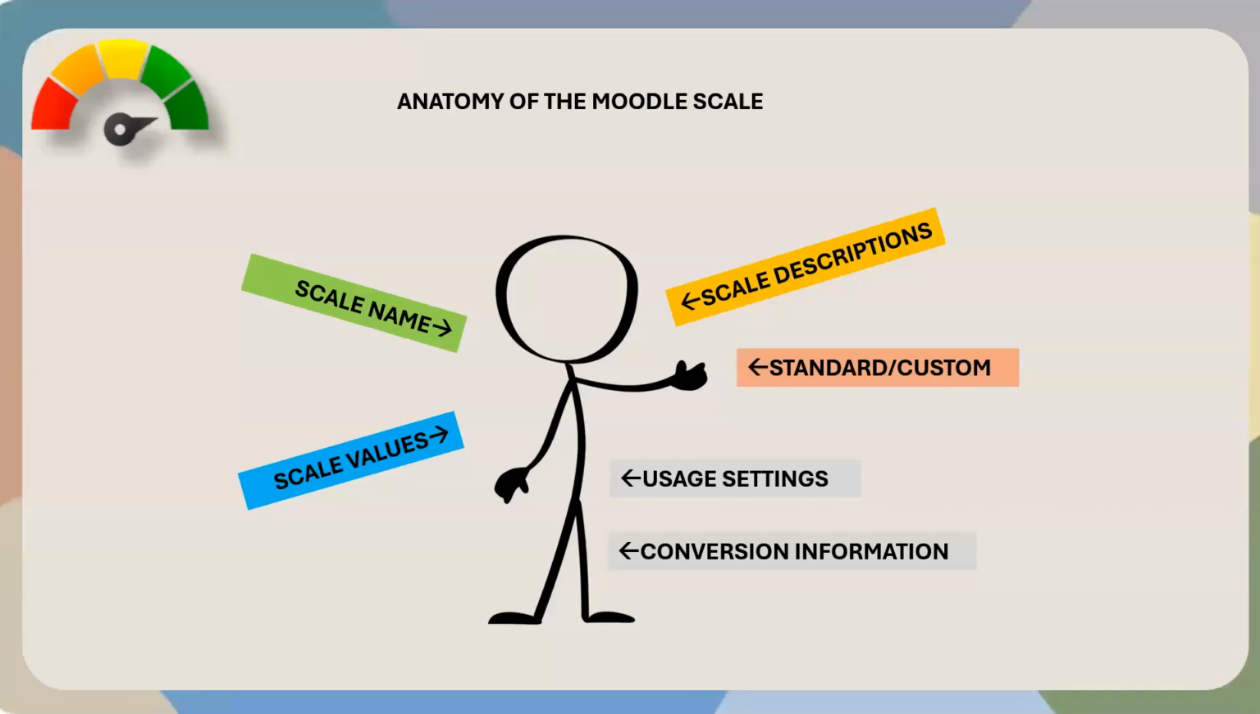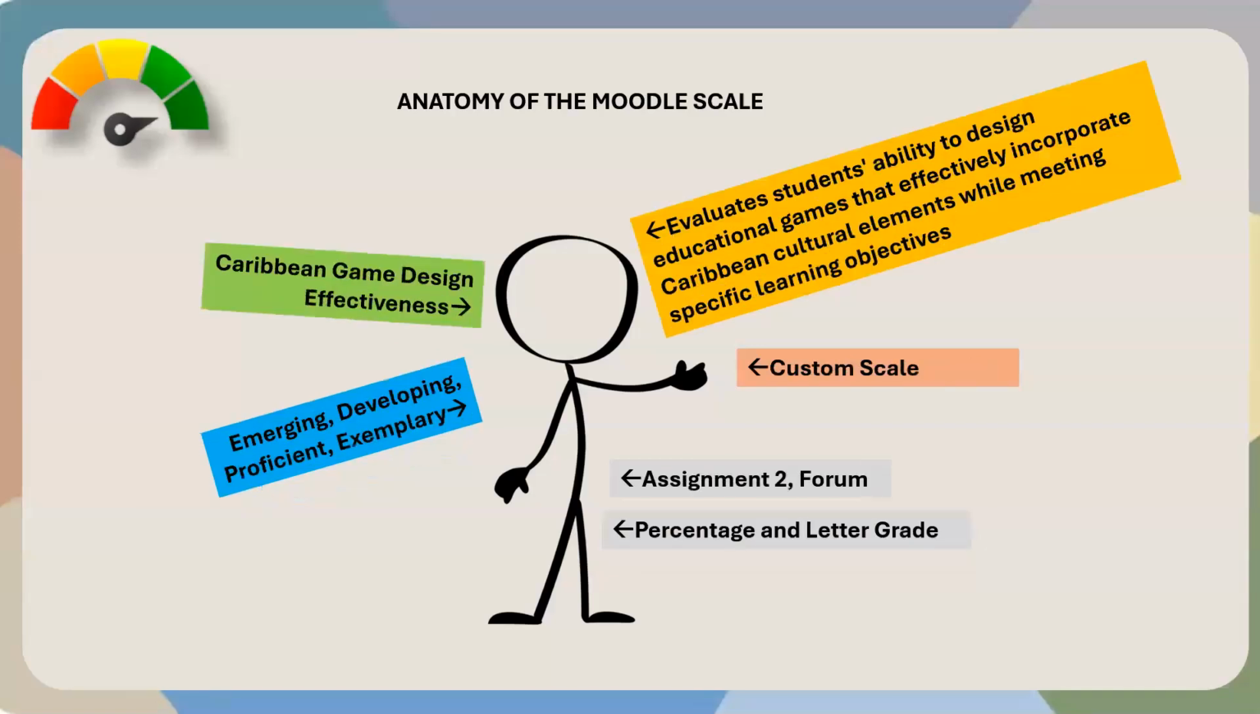So what does this look like when we talk about the anatomy? Using the same figure, it would look something like this. The Caribbean Game Design Effectiveness Scale, that's the name of my scale. My values are emerging, developing, proficient, and exemplary. The description, remember the students don't see the description, but other teachers who would be using the system would see that. It evaluates students' ability to design educational games that effectively incorporate Caribbean cultural elements while meeting specific learning objectives.